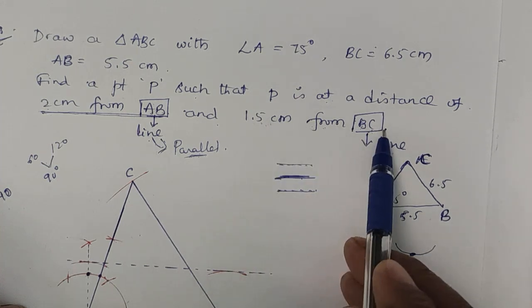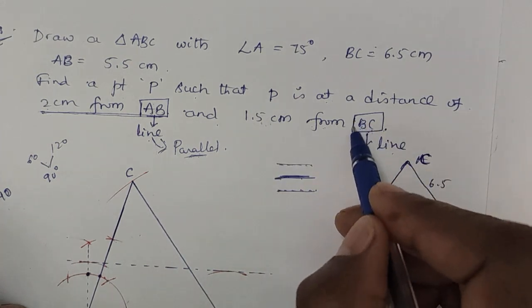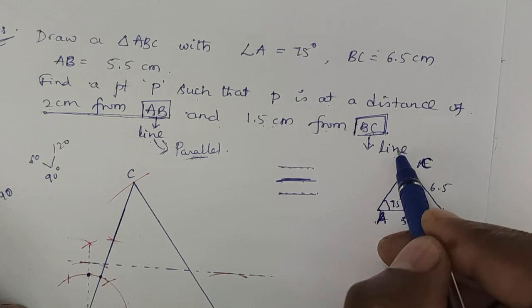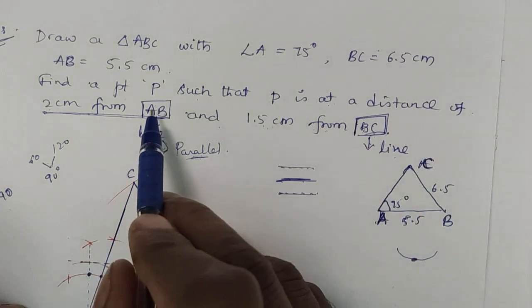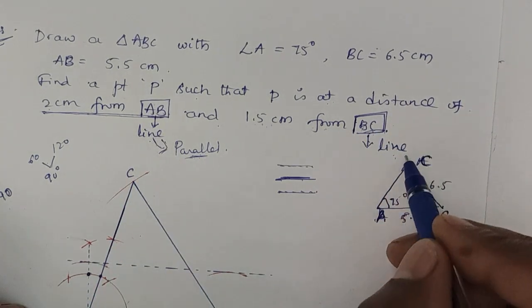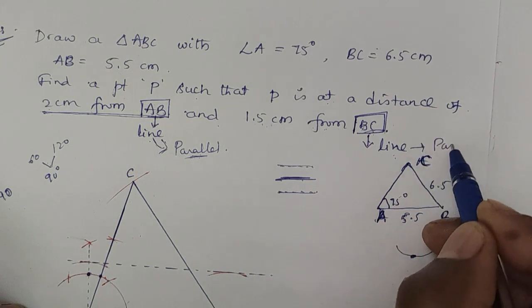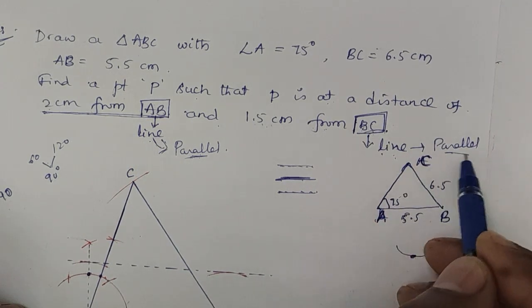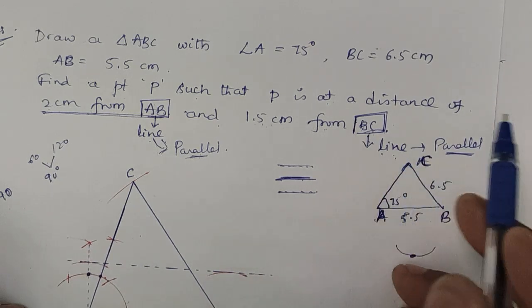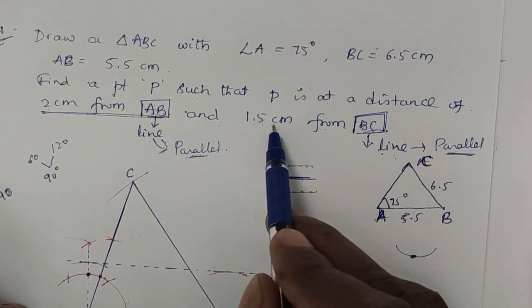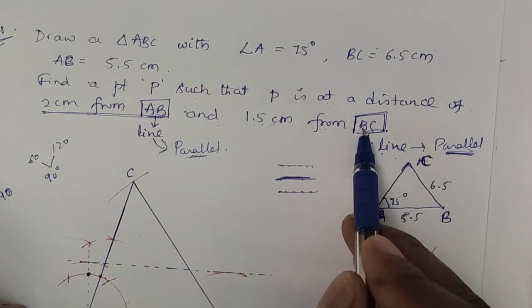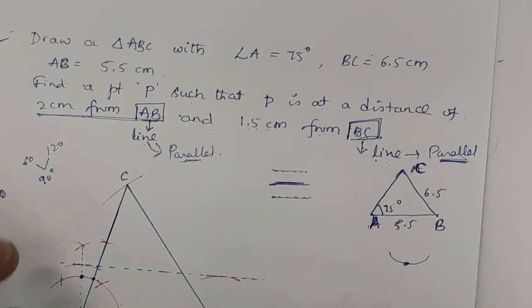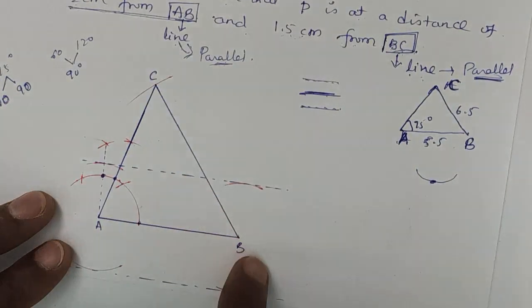1.5 centimeter from BC. Now what is BC? BC is also a line. You know that when any line is given, the locus is a parallel. So BC is also a line, so again we require parallels. How much? 1.5 centimeter parallels for which line? BC line. Where is the BC line? This is the BC line.